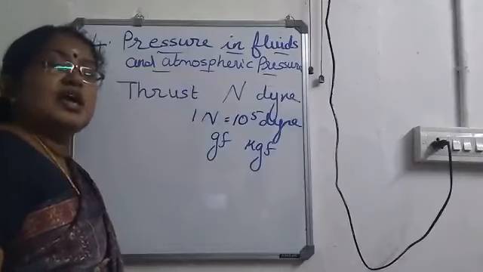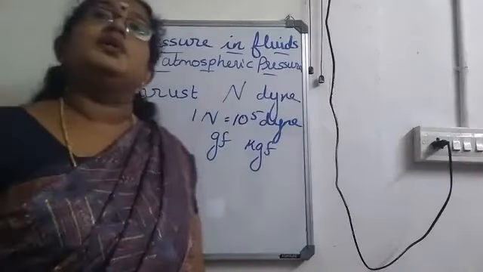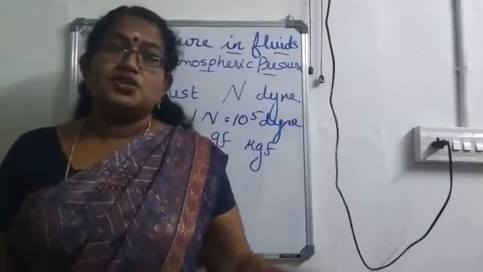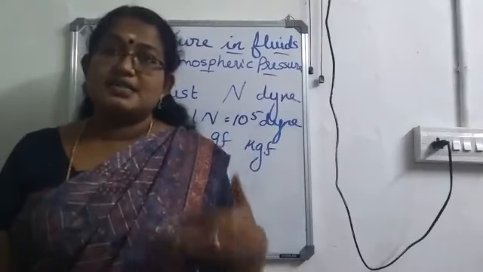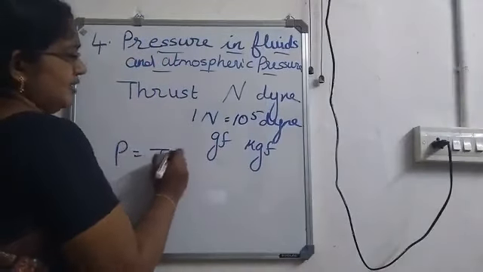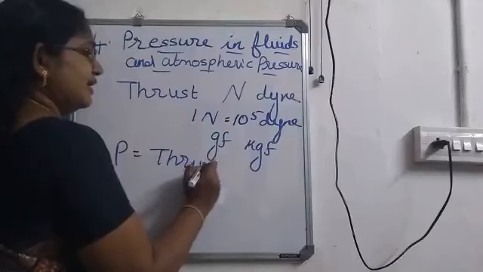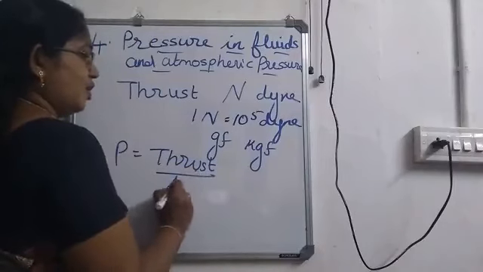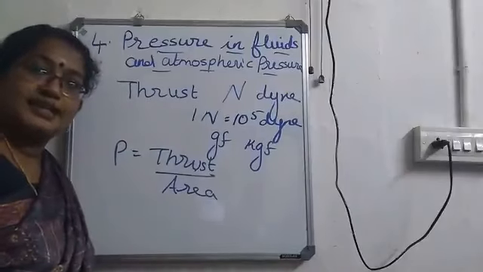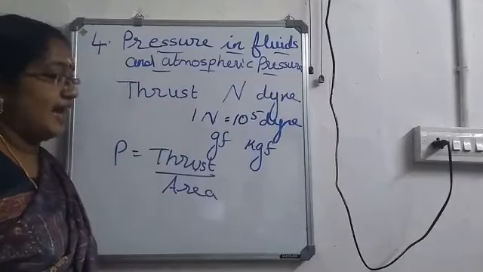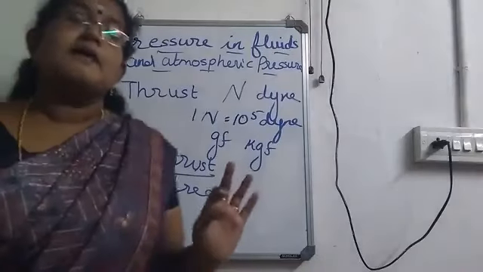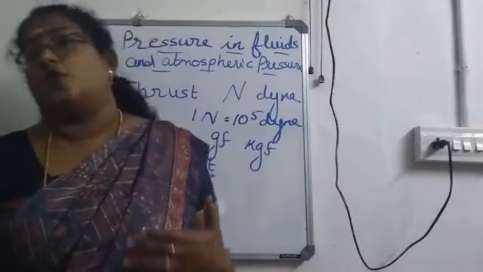Now, thrust acting per unit area can be called pressure. So what is pressure? Thrust acting per unit area. So thrust by area can be called pressure. Thrust is force acting normal to a surface, and thrust acting per unit area is pressure. This is the definition for pressure.